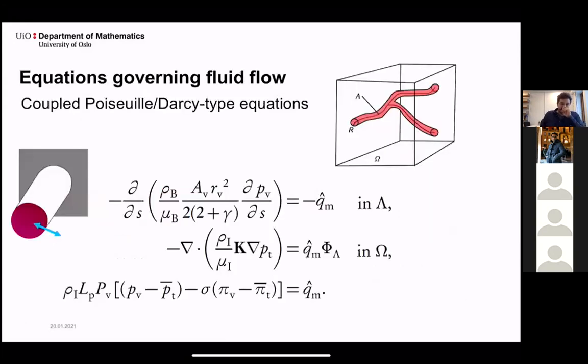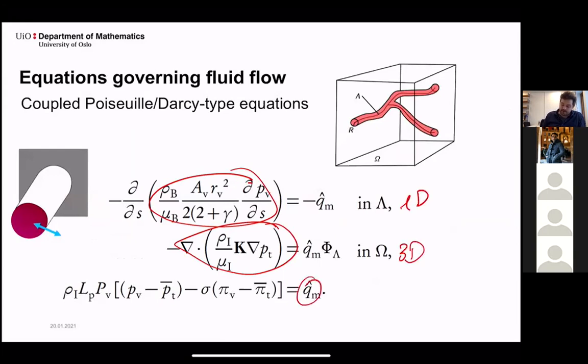Then we'll arrive at the basic system for describing flow in these tubular systems and the surrounding porous medium. And you have here some Poiseuille type equation. You have Darcy flow in the porous medium in the 3D domain. So 3D here, 1D here. And you have a coupling term. And this is now a source term for both domains. What goes in the one domain goes out of the other domain. The driving force is a pressure difference between the network and the surrounding space.